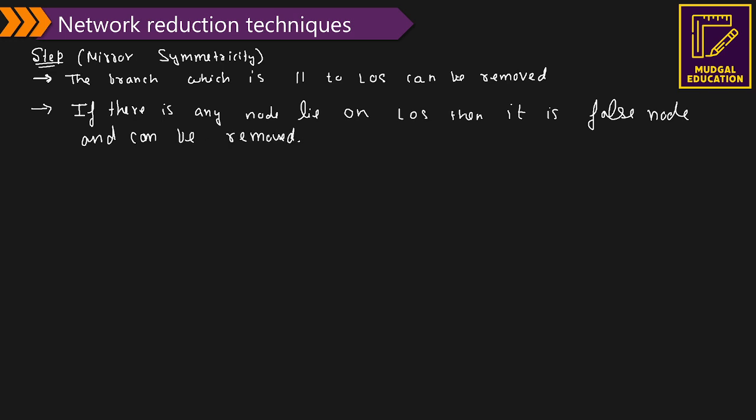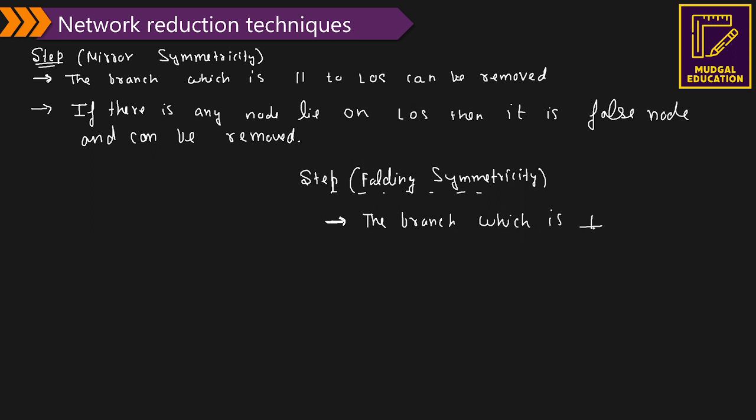Simple steps. Okay, now what is the step for the folding symmetry? What is the step for the folding symmetricity? Now for the folding symmetricity, the step is: the branch which is perpendicular to the line of symmetry can be removed. There is only one particular step we have. The branch which is perpendicular to the line of symmetricity can be removed. Okay, simple steps you have.